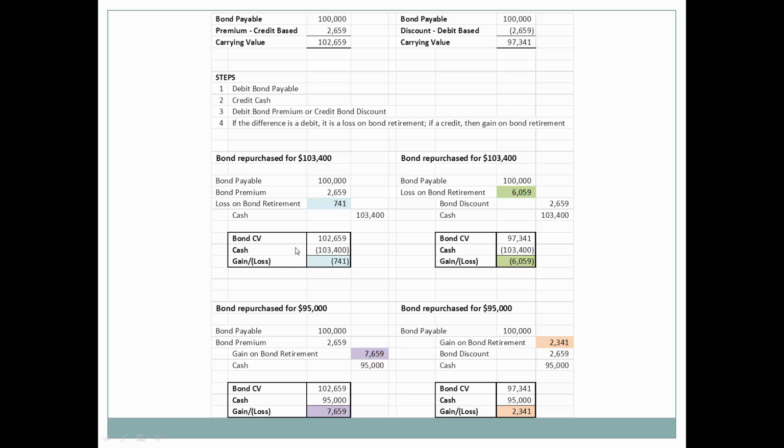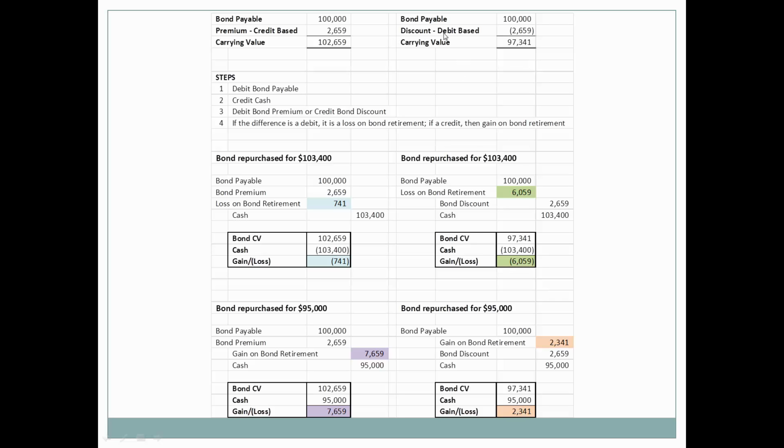So let's look at how we calculate the fact that it's a loss. Well, our carrying value is $102,659, but we had to pay $103,400 in order to retire it. So that means there was a loss of $741.